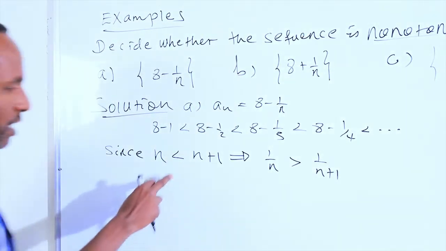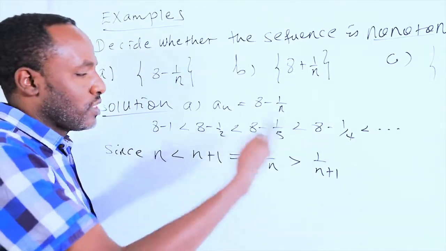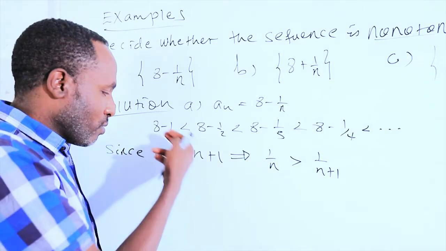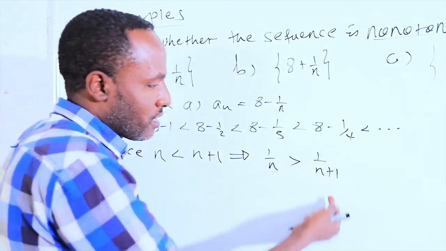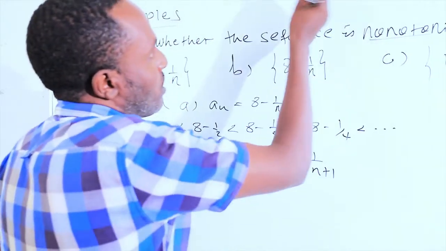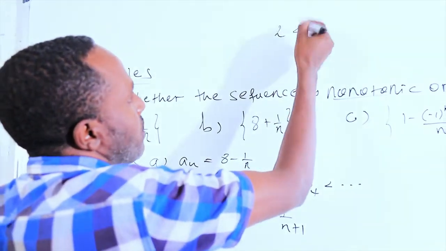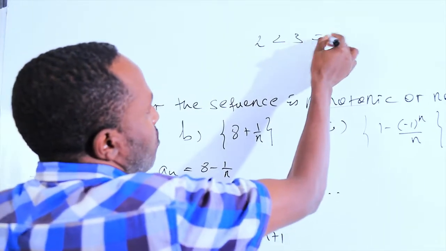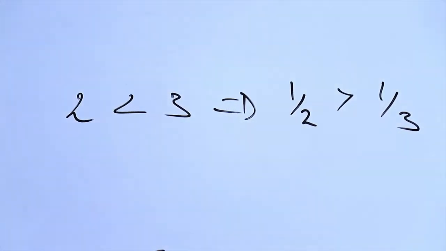Now we can see here, since n is less than n plus 1 for any set of natural numbers, when we take reciprocals, 1 over n is greater than 1 over n plus 1. Since we know that 2 is less than 3, from this part, 1 over 2 is greater than 1 over 3.